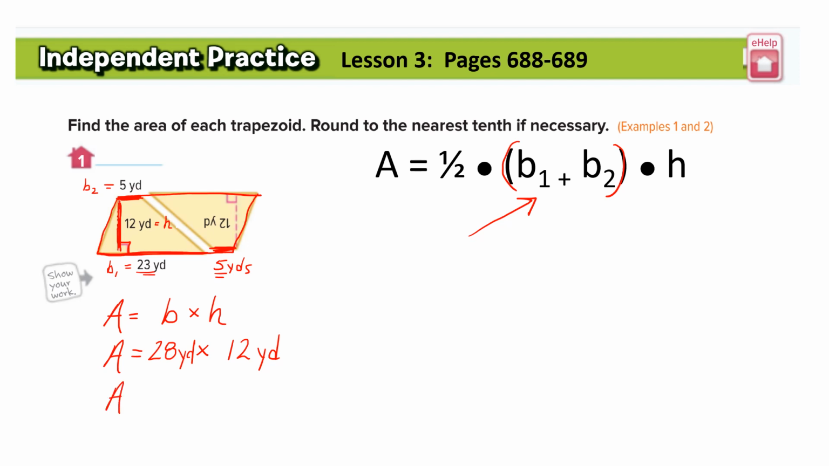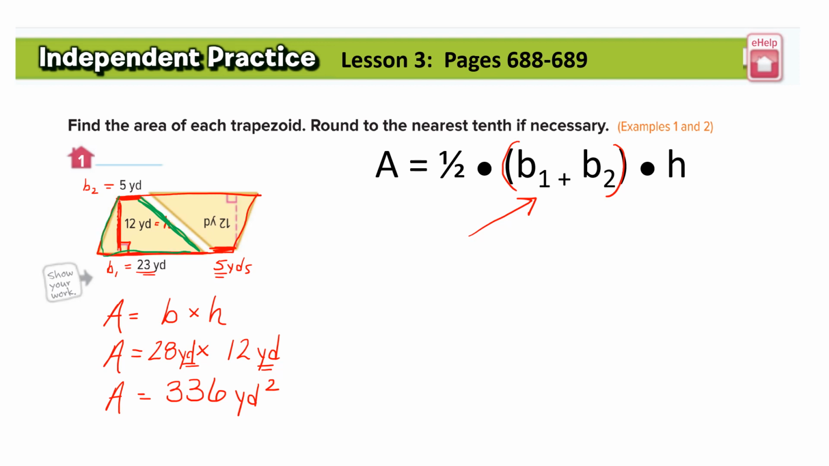Now we have to multiply. So we can multiply 28 by 12, and we're going to get 336. And yards by yards equals yards squared. Now that would be the area for the entire parallelogram. But the trapezoid is only half of a parallelogram. And I'm going to indicate that in green now. The trapezoid is really half of the parallelogram.